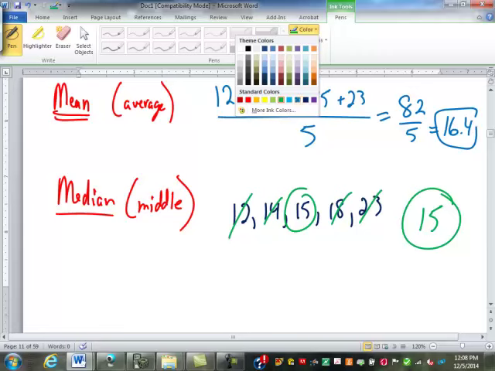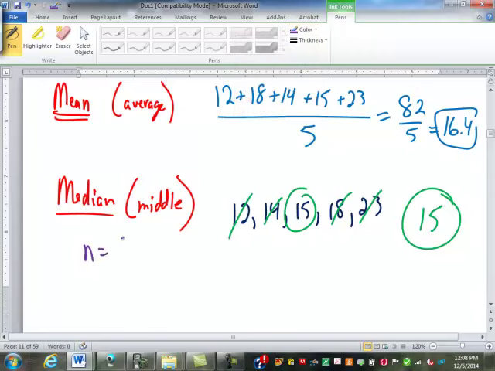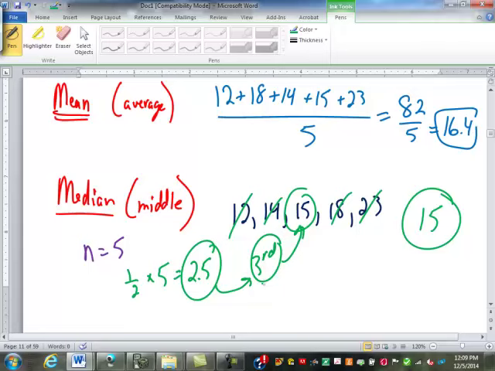The other way we could have found the median is this. N equals 5. You take n times 1/2. So 1/2 times 5 is 2.5. That's telling us you round up to 3. The third number in the list is the median. Now the mean and the median turn out to be different here. The mean was 16.4, the median is 15. In a well-distributed set of data, those two numbers will be the same.